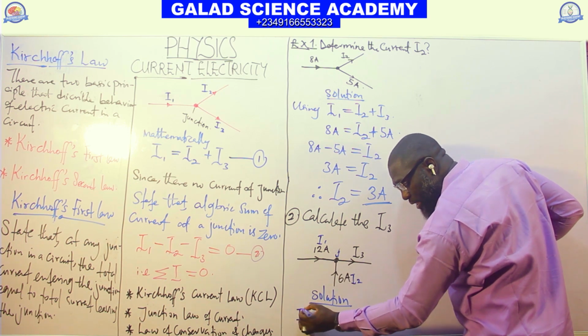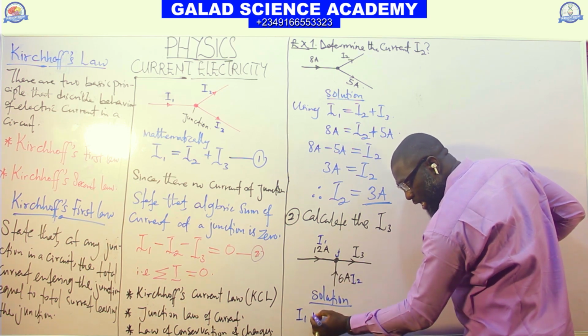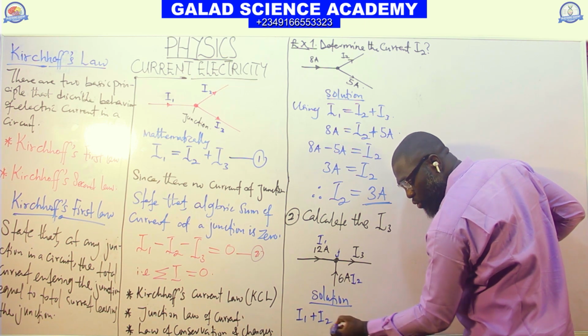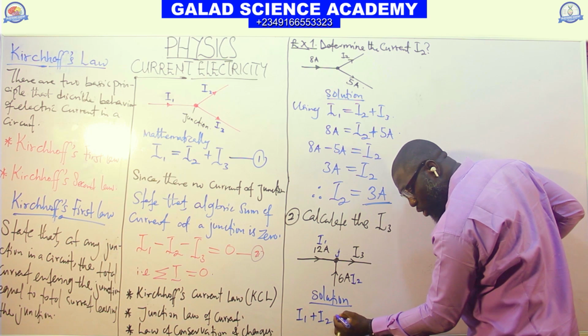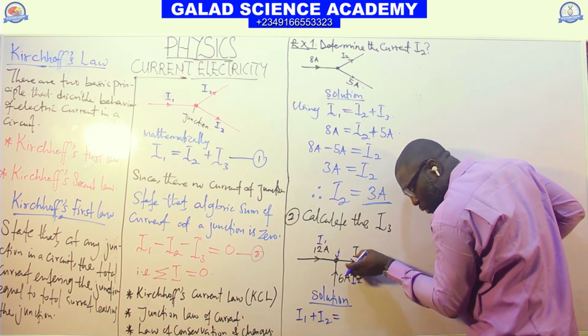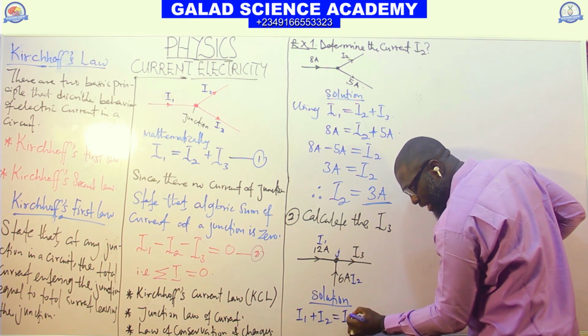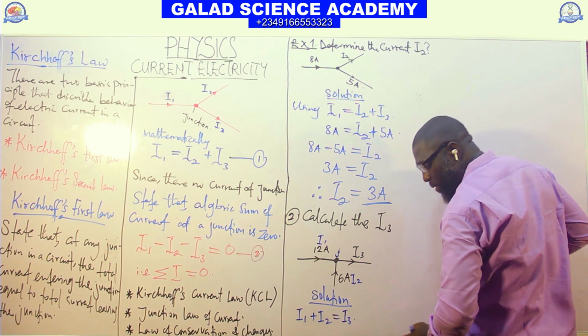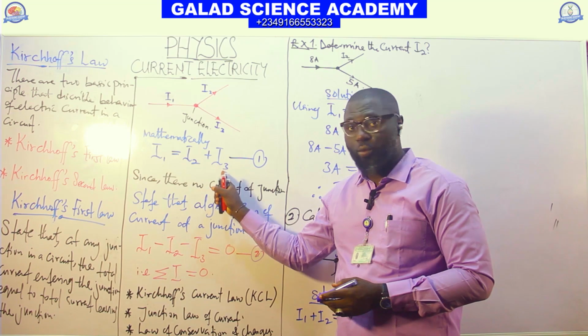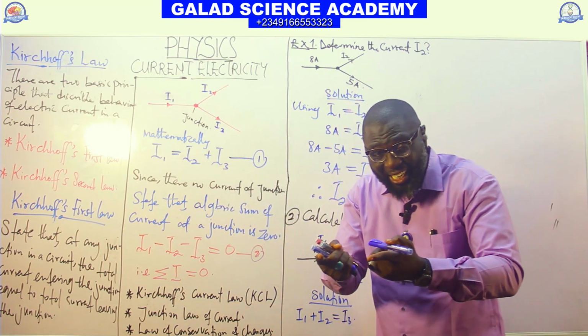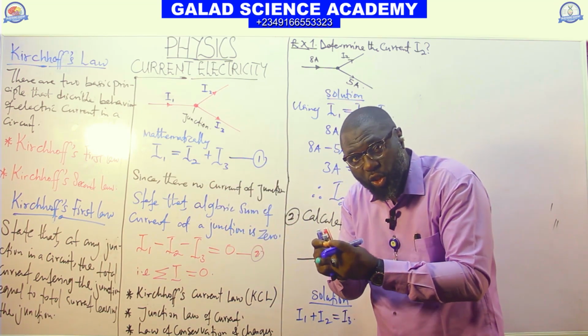So you can now say this I1 plus this I2, the two going to the junction, equal to this one leaving the junction, I3. Don't forget, it is not a must that you have it in this form. It depends on how they set the question.